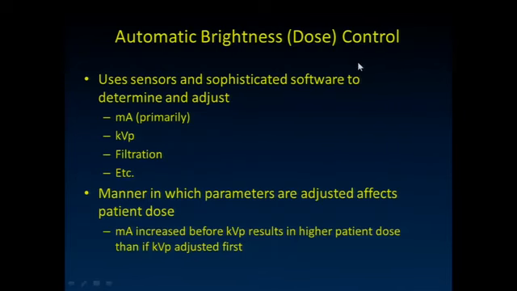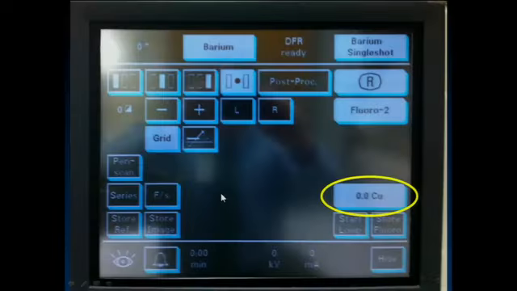This automatic brightness or dose control that we talked about, automatic exposure control, uses sensors and sophisticated software to determine and adjust primarily the mA. Then if it can't get a decent enough quality image because the patient is so large, it'll start to bump up the kV. But remember, we don't want to do that because we want the contrast. Bumping the kV is going to reduce our contrast a bit, so it'll do that secondarily. It may change our filtration or do some other things. And the manner in which those are adjusted is a little bit complicated beyond the fact that mA is the first choice. What is this?